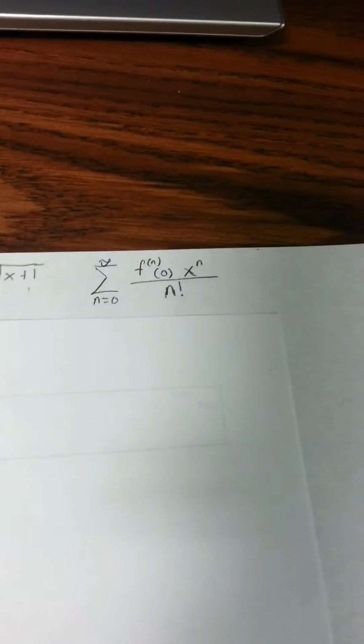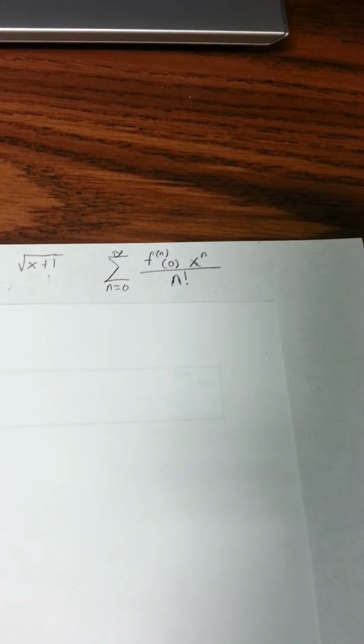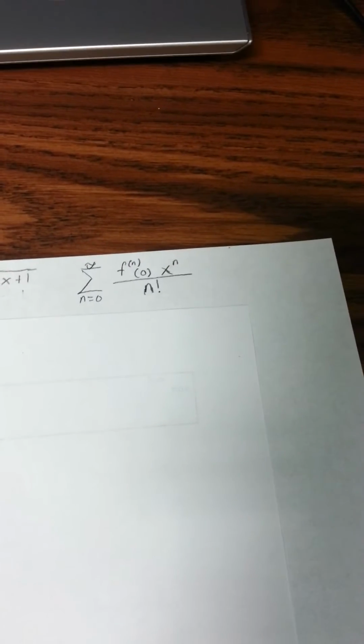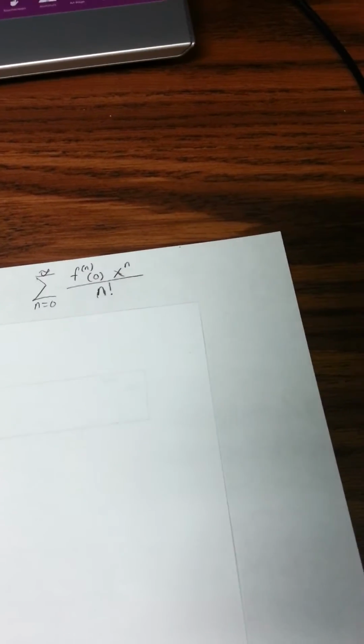Alright, over here we have the general form for the Maclaurin series. Basically just f's nth derivative of 0 times x to the n over n factorial.